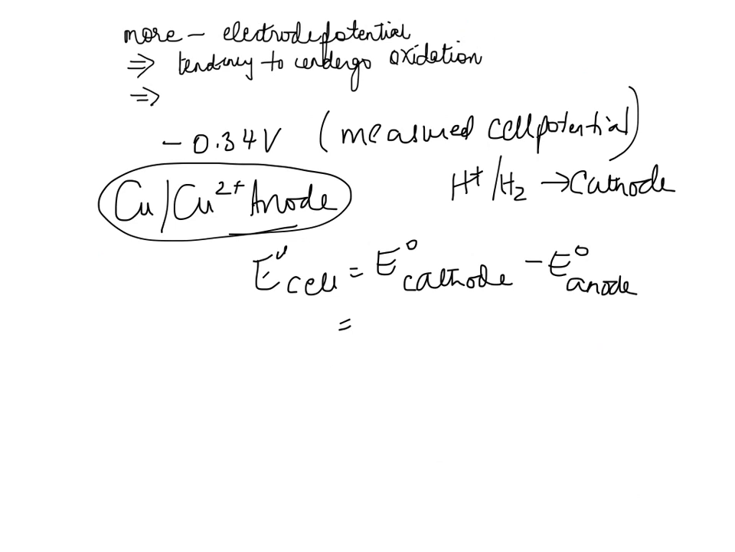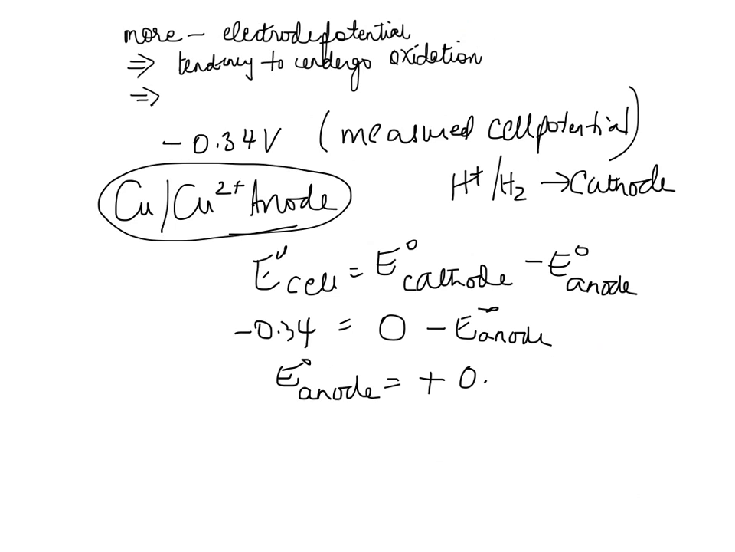And so when you measure out, since E naught cathode is 0 and E naught cell came out to be negative 0.34, you can perhaps envision that E naught anode comes out to be plus 0.34 volts. Well, what does this mean? This means that this anode is at a more positive voltage. That means it's at a lower energy as compared to the cathode.